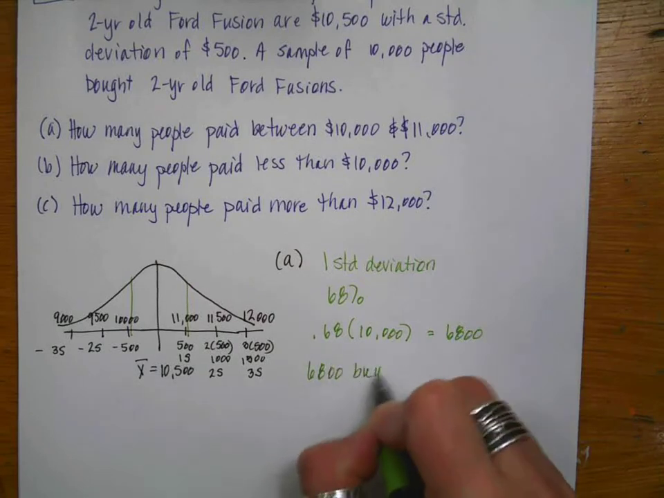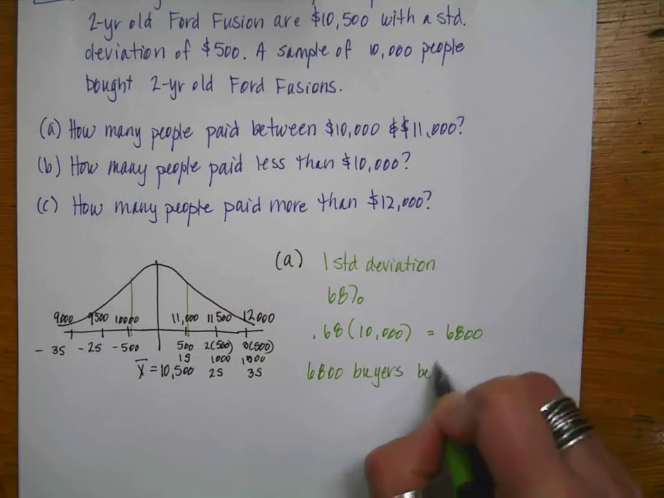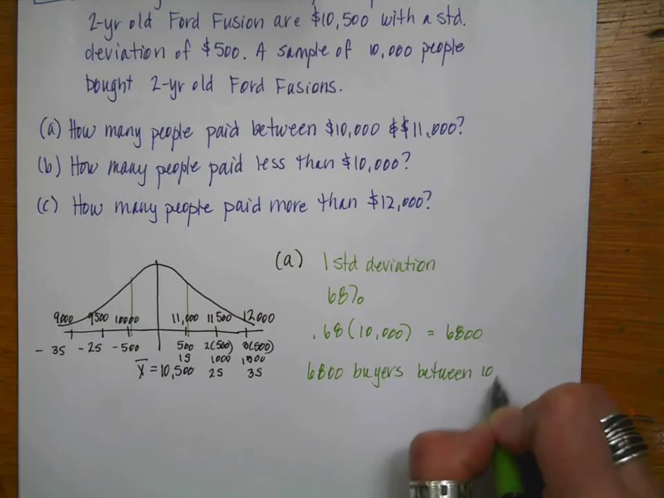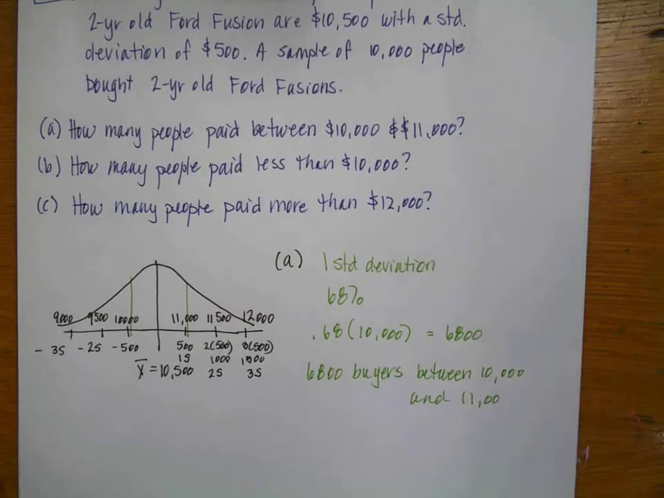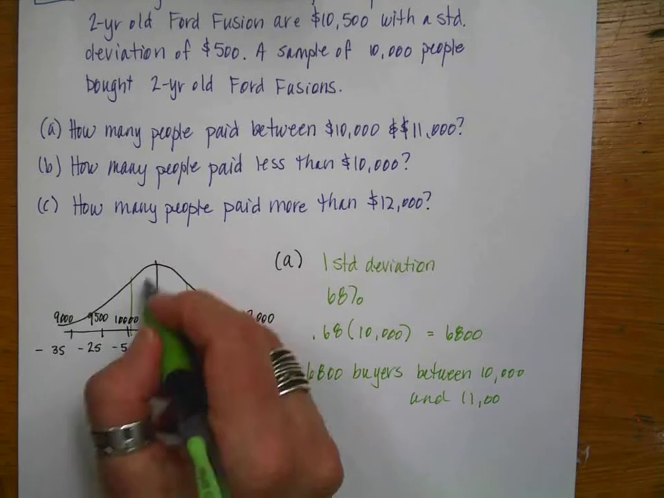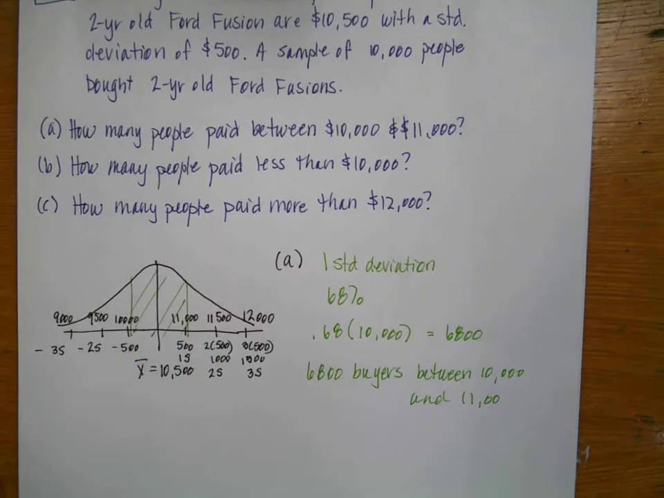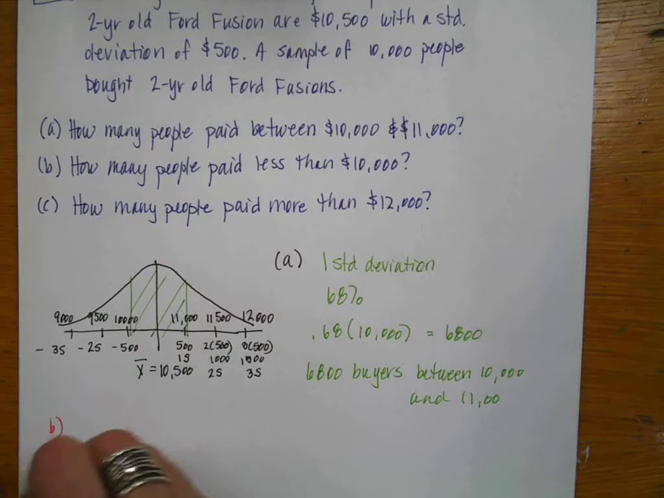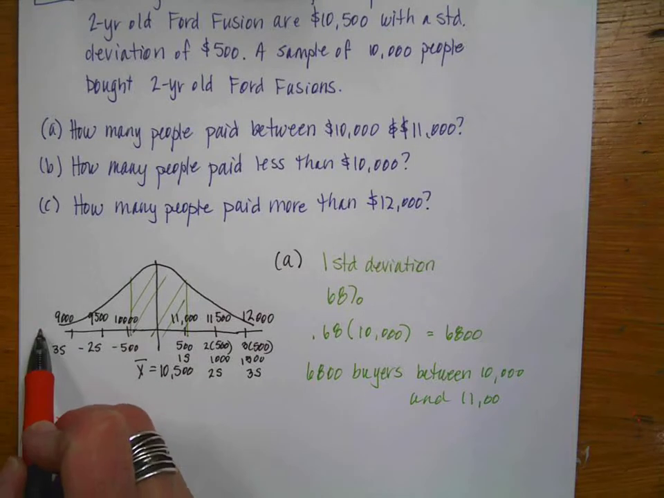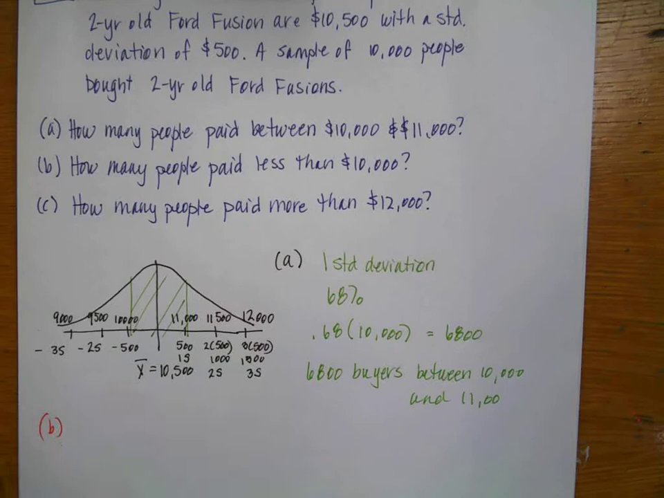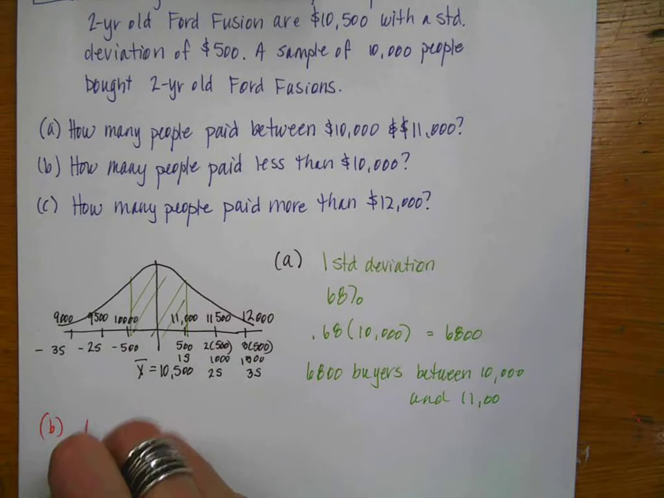Okay, so then I would write my answer well. 6,800 buyers paid between 10,000 and 11,000. Again, that information is coming from our normal curve because those numbers are right there. And that was 68%, one standard deviation. So for B, B says how many people paid less than 10,000. So if this is 10,000, they want to know how many people paid less than 10,000.